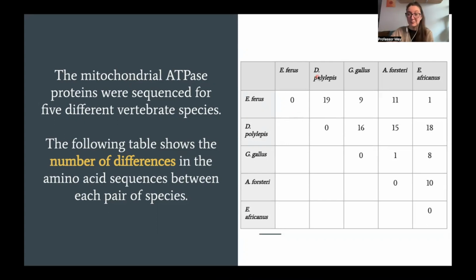So same with D. polylepis, I can never say that word, polylepis, and G. gallus, they all have 0s when they're compared to themselves. Now let's go to the first comparison, D. polylepis and E. ferus. You can see that there are 19 different amino acids in that sequence among these 2 organisms. So that's a pretty high number if you look at all the different numbers in the table here.